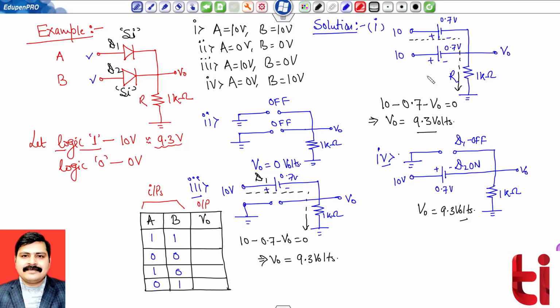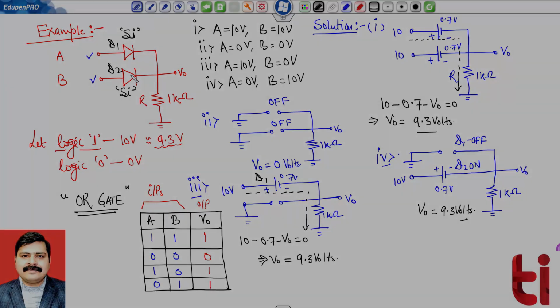So you can check for the first case, when both are at 1 1 level, my output is also 1. When both are off, my output is 0. And when any one is at 1 level, the output is 1. If you recall high school level physics, this is my OR gate. So with this example, you have seen how we can design an OR gate with the help of diodes. This is another application of the junction diode. Okay, so thank you.